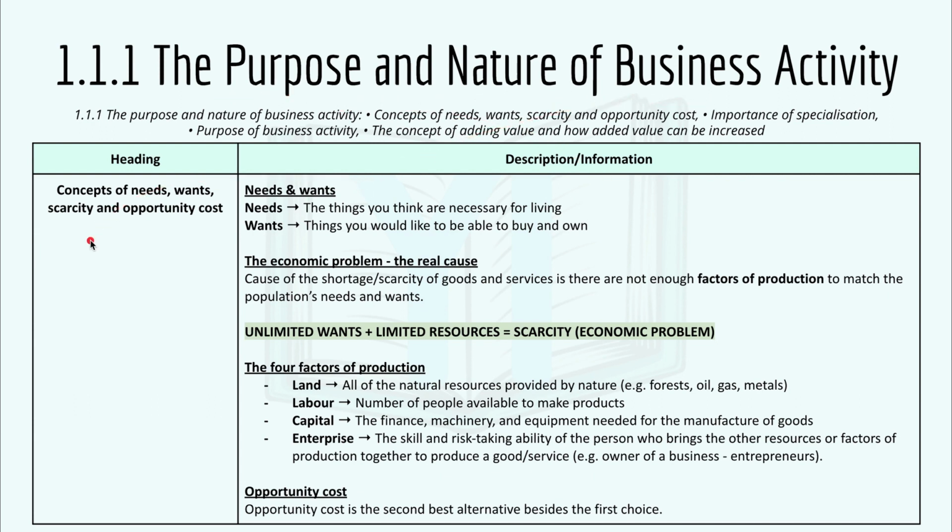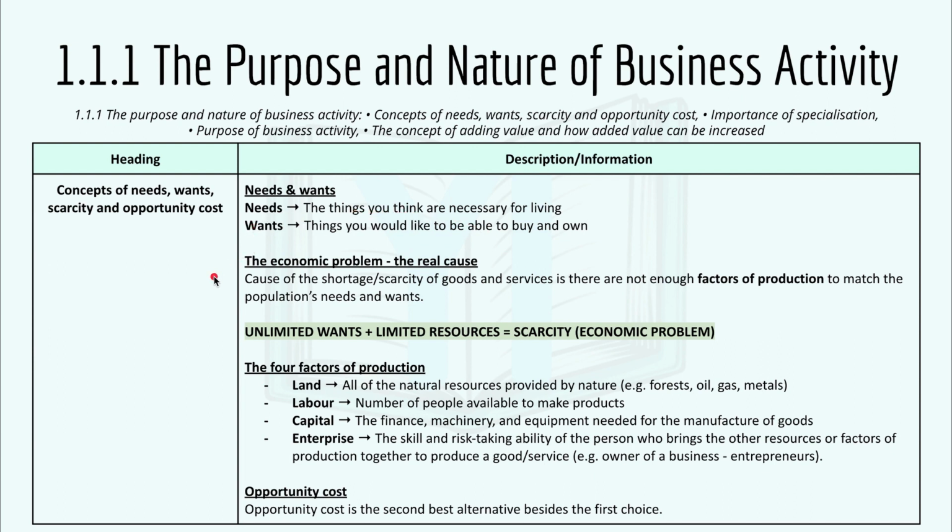And here are the concepts of needs, wants, scarcity, and opportunity cost. Needs are the things that you think are necessary for living, and wants are the things you would like to be able to buy and own. So that's a key concept of needs and wants.